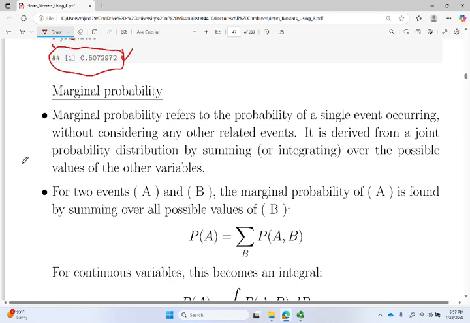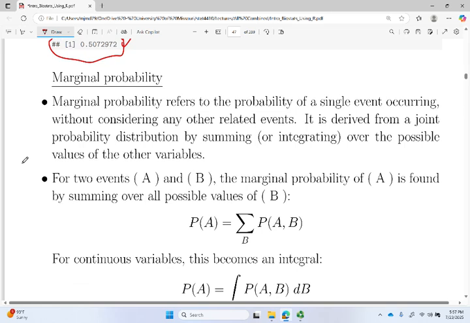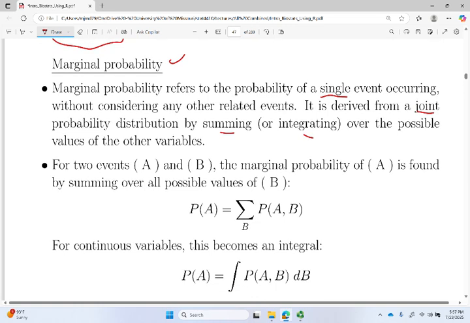This is a video in a playlist, introduction to biostatistics using R, and we're in part 3 of basic probability concepts. We're going to look at marginal probabilities. A marginal probability refers to the probability of a single event without considering any other related events, and it's derived from a joint probability distribution. What we do is sum or integrate out all the other possibilities of other variables.